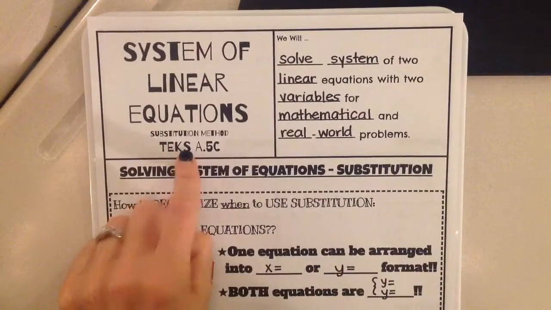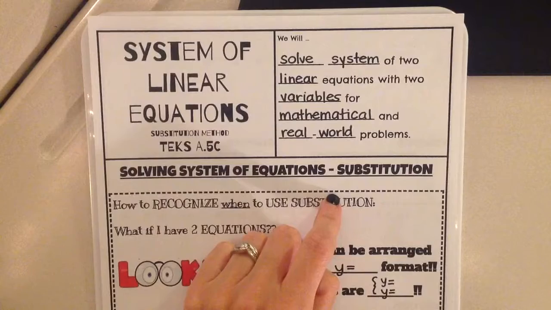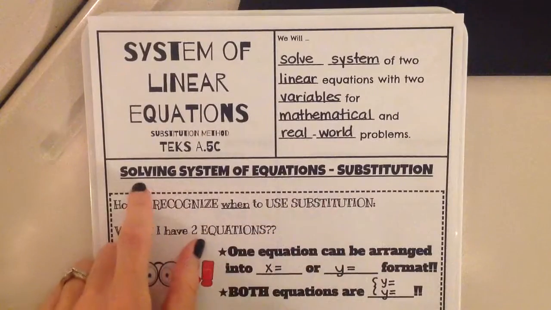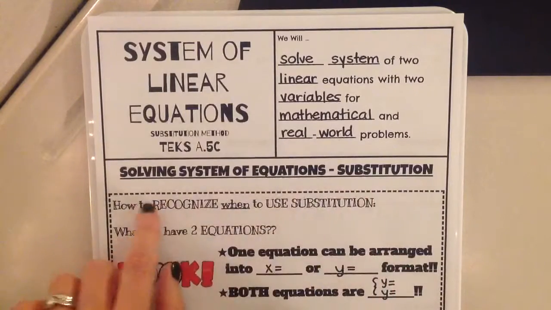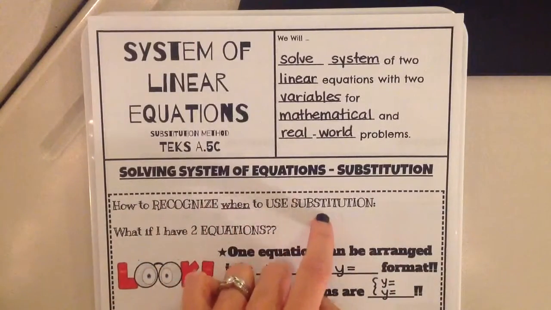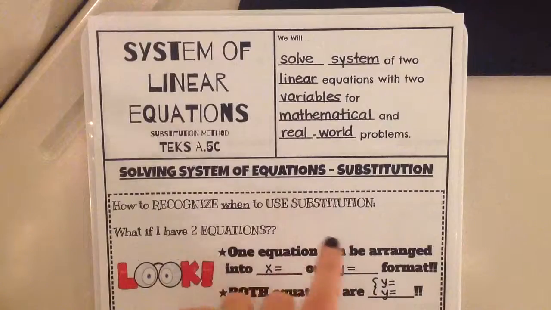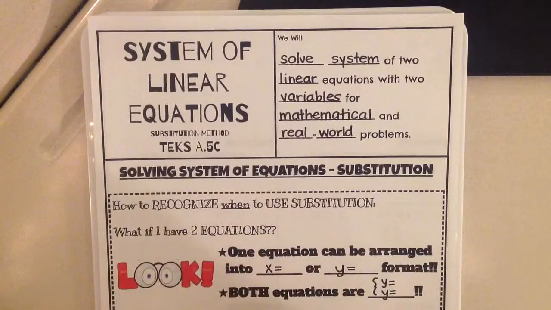Okay, so today we're going to talk about solving systems of two linear equations with two variables for mathematical and real-world problems. And we're going to focus on the method of substitution. So how can I recognize when to use substitution to get my solution, my two answers in my ordered pair?